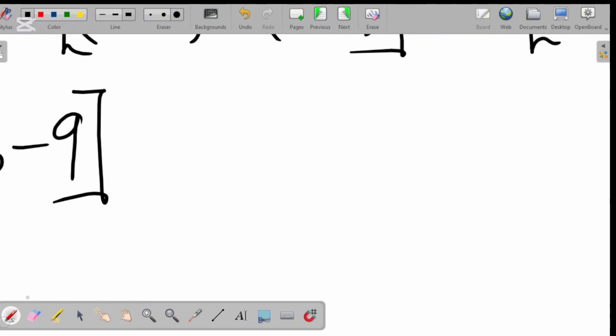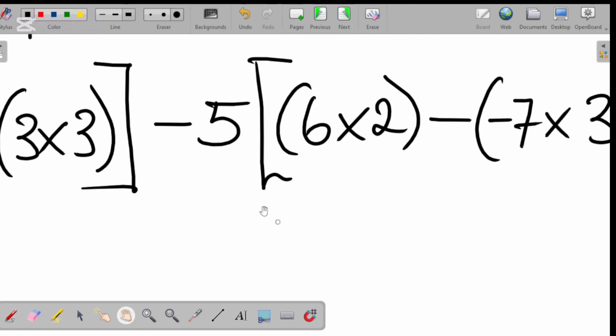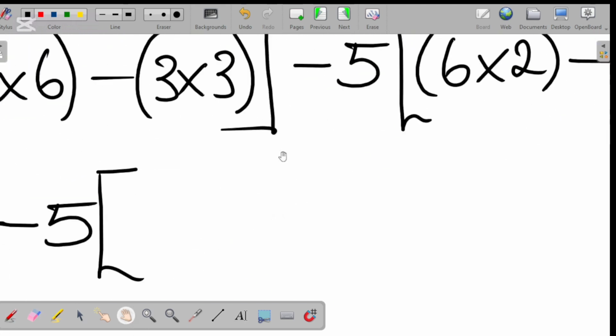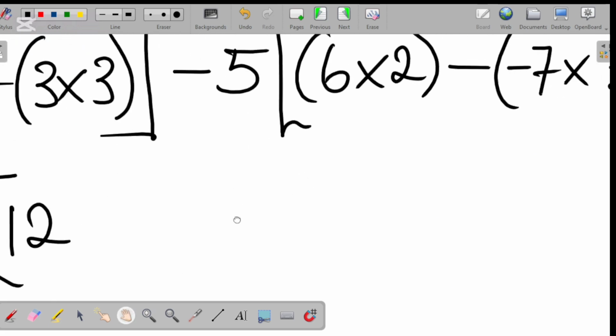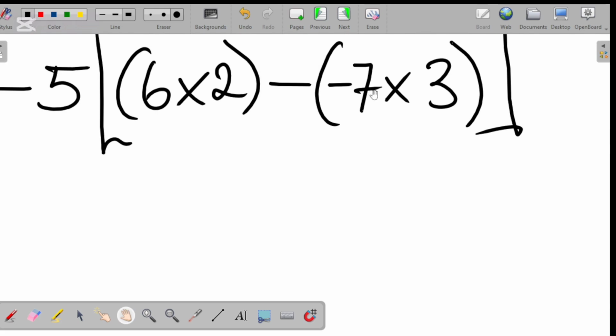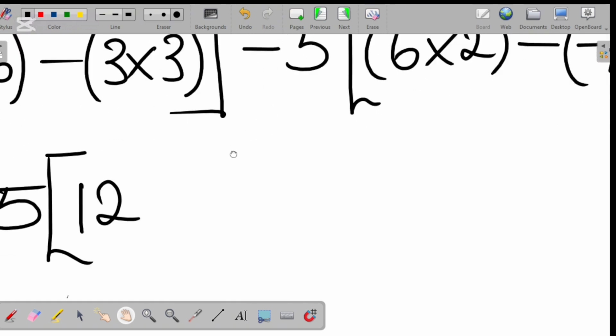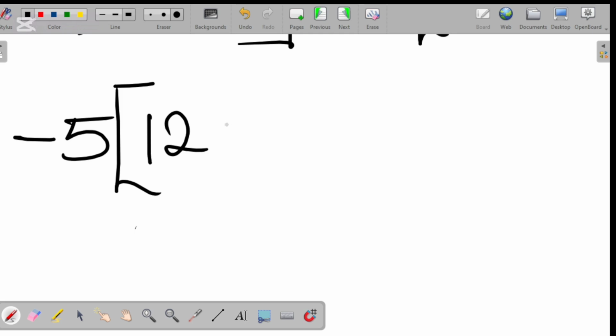So the next one here is negative 5. 6 multiplied by 2 is 12. So we have here 12. Negative 7 multiplied by 3 is what? Negative 21. So negative 21 multiplied by this minus here becomes positive 21. So we have 12 plus what? 21.